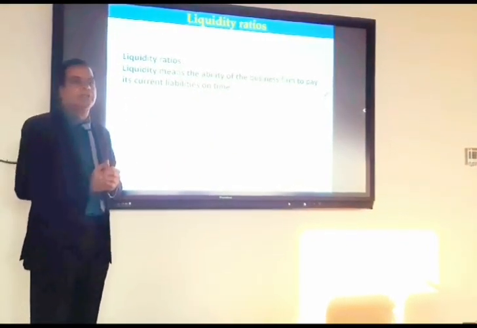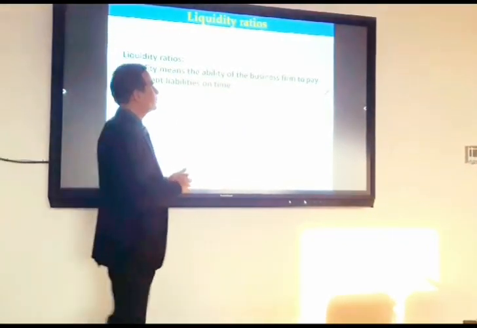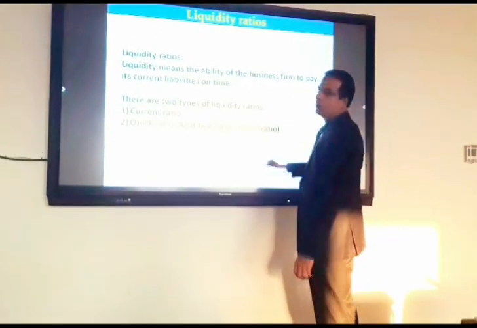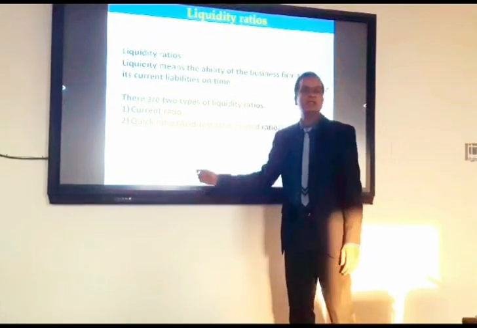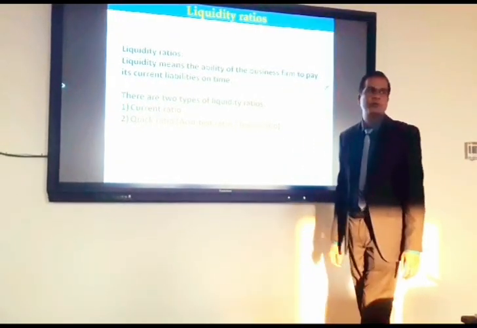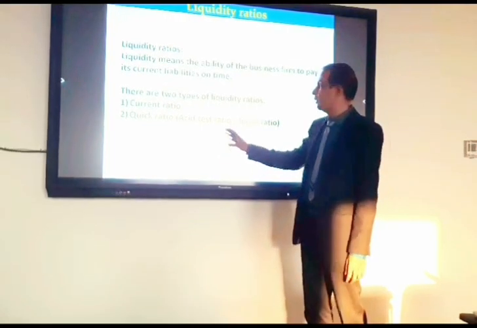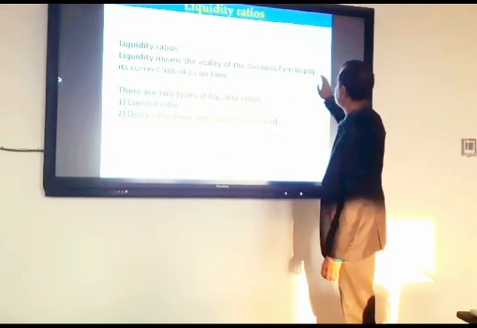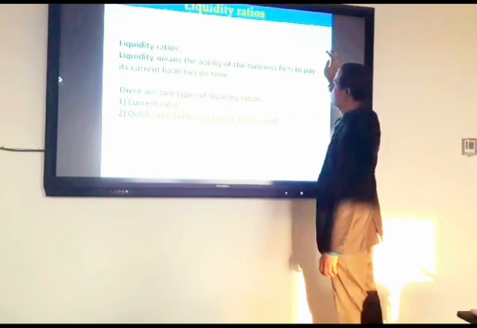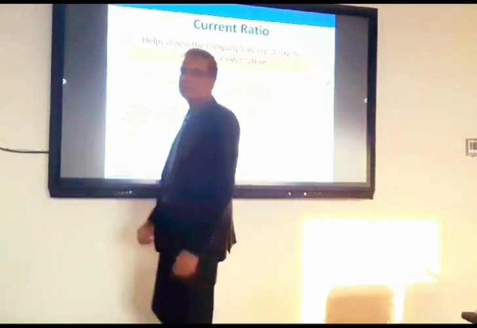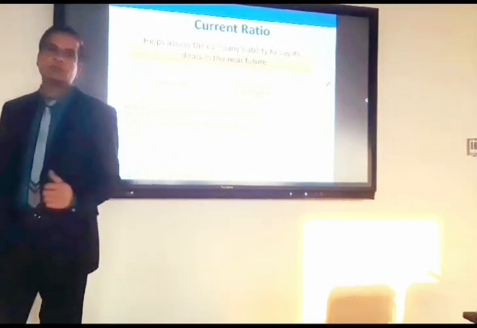So how to assess the liquidity position? The liquidity position of the business can be assessed by using liquidity ratios. There are two types of ratios, current ratio and acid test ratio. Acid test ratio can also be called quick ratio or liquid ratio. So current ratio is the first ratio to know the liquidity position of the business.